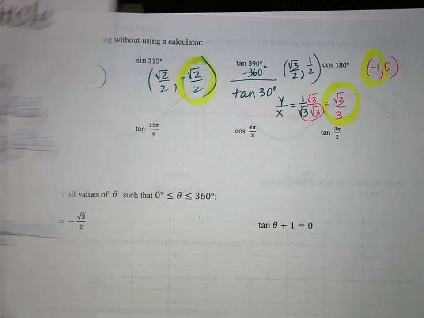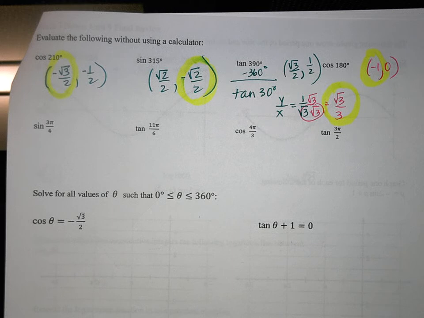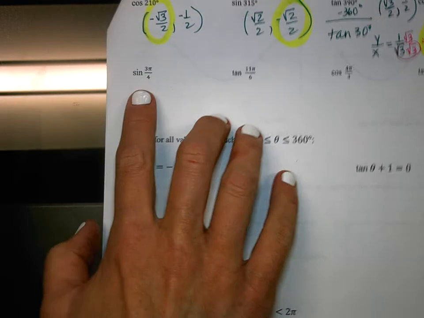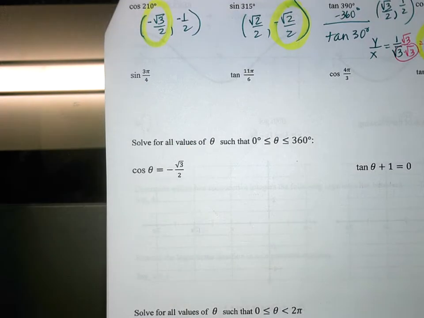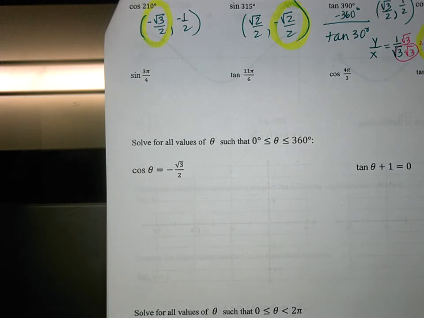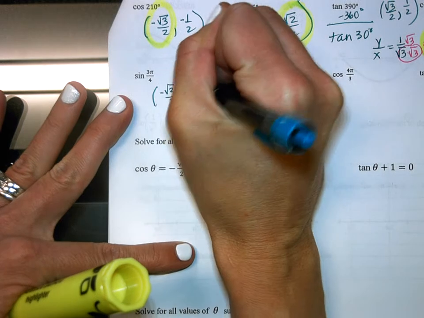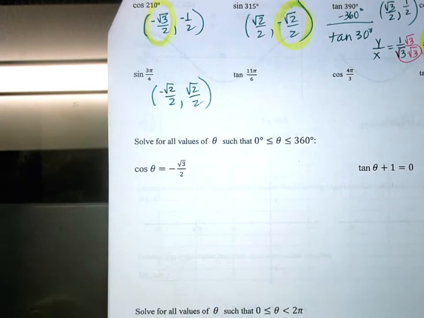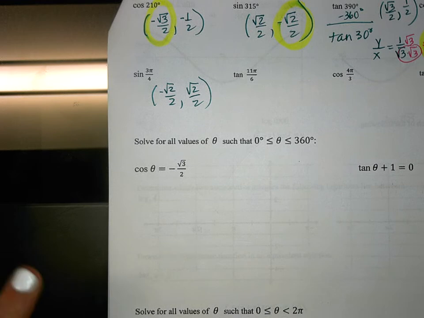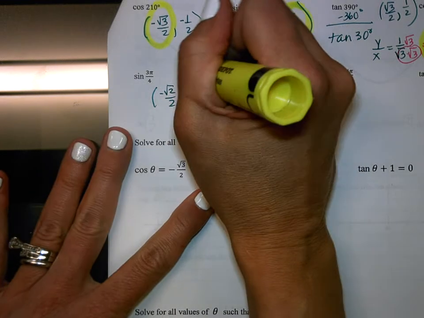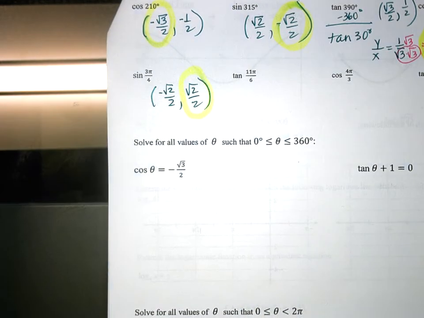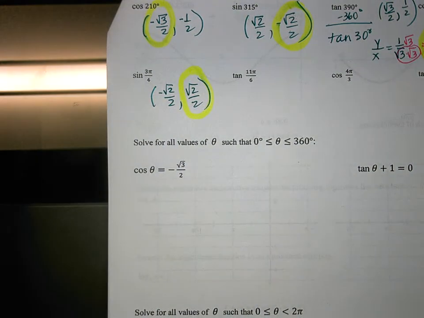Okay, now we're going to work with radians. Are we ready? So, sine of 3 pi over 4. What is the ordered pair at 3 pi over 4? Negative root 2 over 2 and root 2 over 2. And sine is dealing with y. Good, thank you.